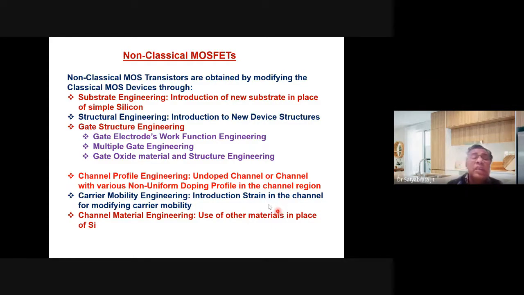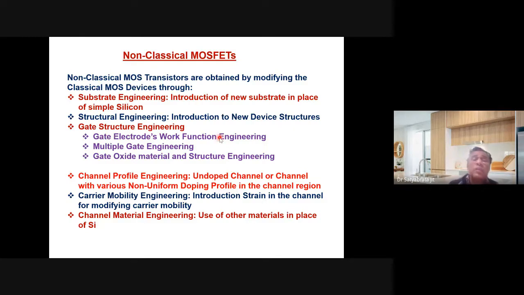So there are several techniques used. Substrate engineering technique: in this case, a simple P silicon substrate will not work. We have to change to some new substrate, like SOI, silicon on insulator, or some other substrates. Structural engineering: we require new device structures. Gate structure engineering: here, several things we can consider. Instead of a single gate, we can use multi-gate structures, maybe dual gate, triple gate, gate all around. All these structures can be there.